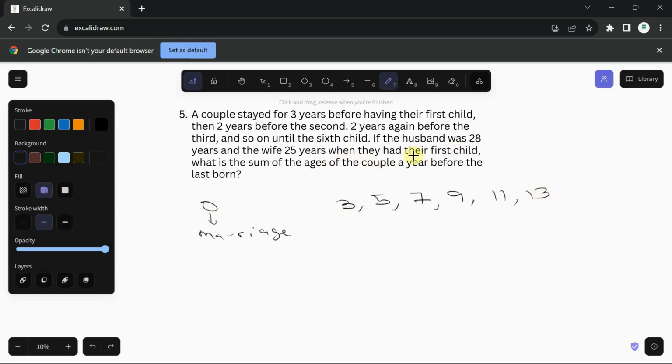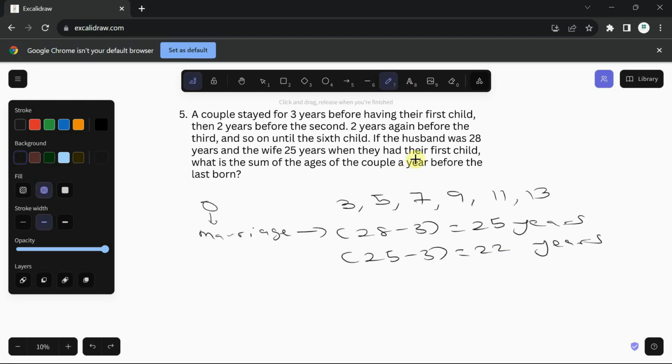So it says if the husband was 28 years and the wife was 25 years when they had the first child, what is the sum of the ages of the couple a year before the last born? That means at the point of marriage, the husband was 28 minus 3 years, which is 25 years, and the wife was 25 minus 3 years, which is 22 years. Why? Because the husband was 28 and the wife was 25 when they had the first child, and the first child was 3 years after they married. So at the point of marriage, they were 25 years and 22 years.